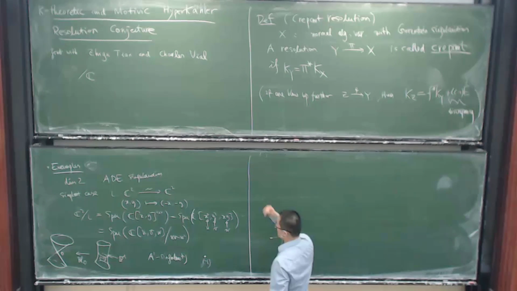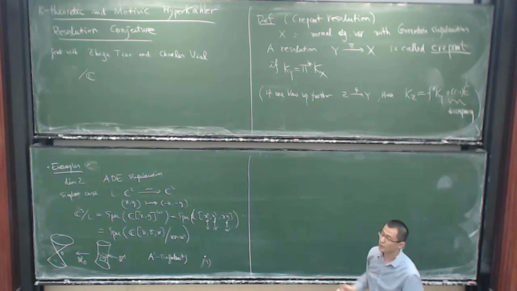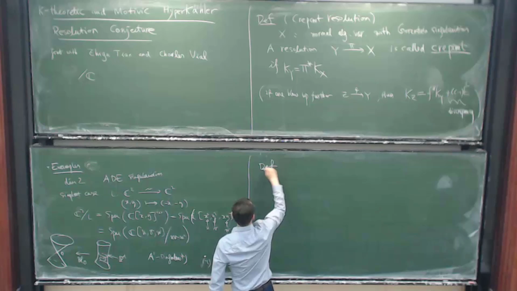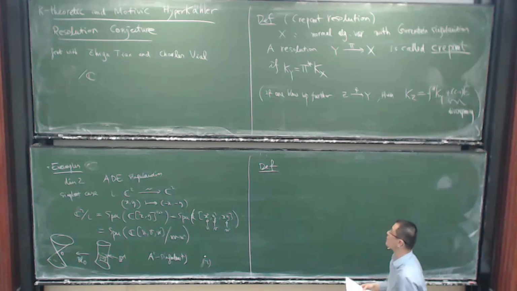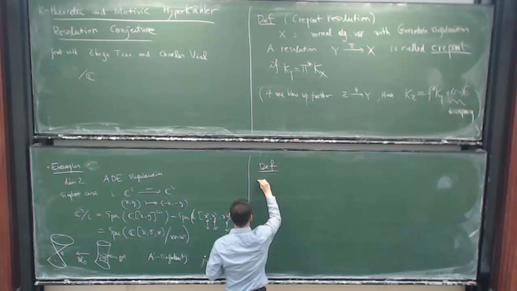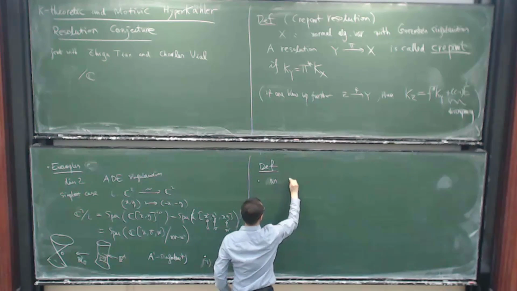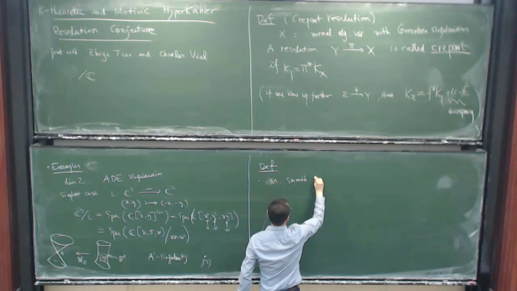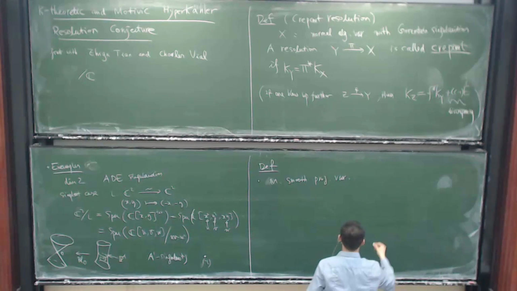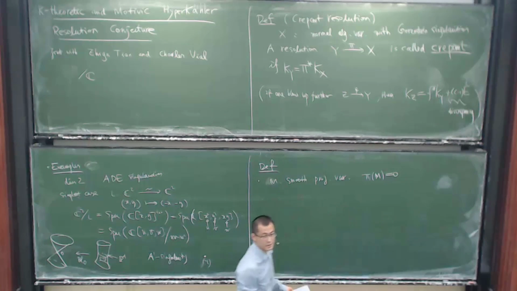And now a special case of crepant resolution is the following notion of hyperKähler resolution that I'm interested in. So definition. Before defining hyperKähler resolution, let me define what a hyperKähler variety is. So let M be a smooth projective variety over complex numbers. Let me assume that this variety is simply connected.